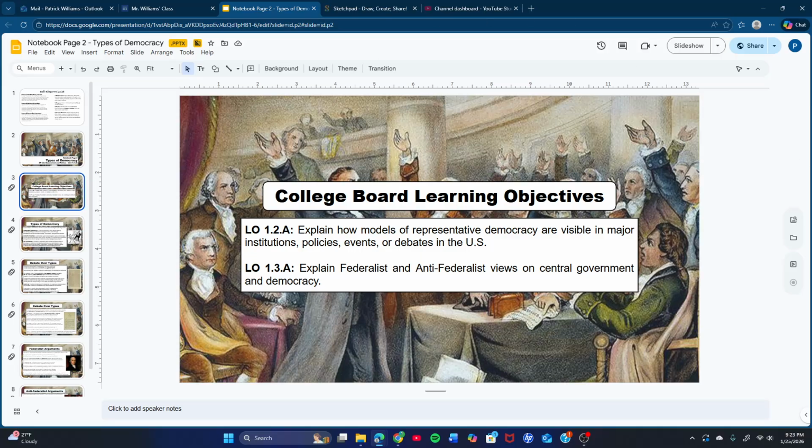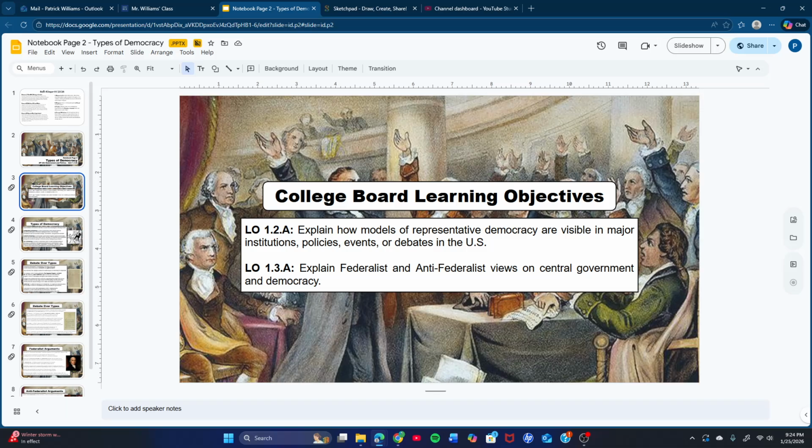So let's look at learning objective 1.2a. All this is really saying, or what I really need you to know, is how to explain models of representative democracy, right? And how these things show up in real American institutions, how they show up in the policies that are made, and how they show up in debates that take place in our country, right?